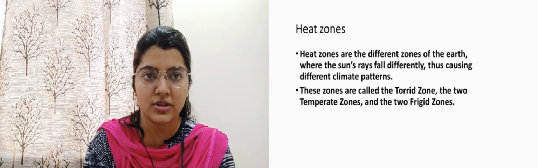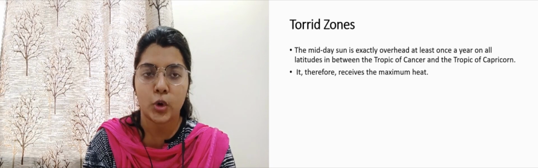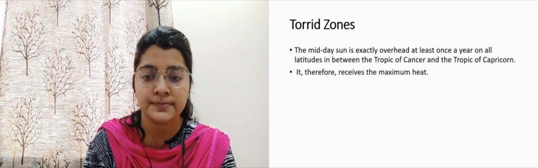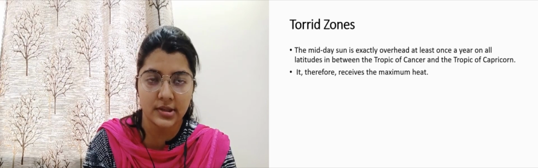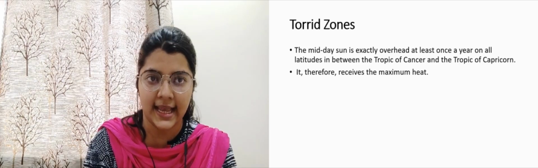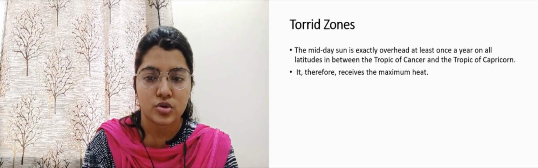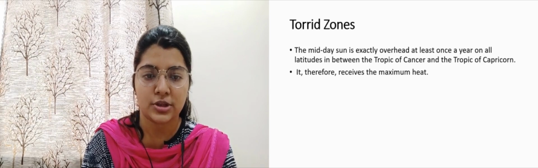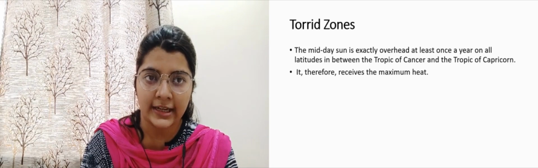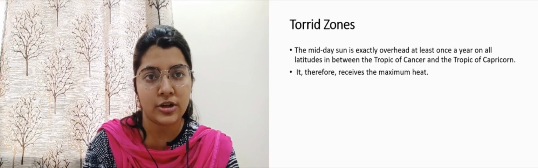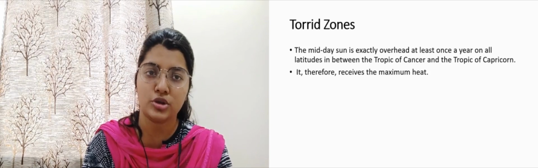Let us start with the first one, that is torrid zones. What do you understand by the torrid zones? The midday sun is exactly overhead at least once a year on all the latitudes in between the Tropic of Cancer and Tropic of Capricorn. This is what we call the torrid zone.